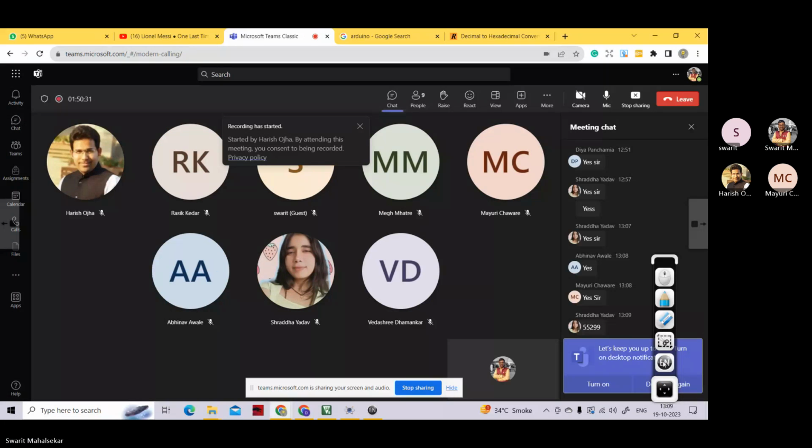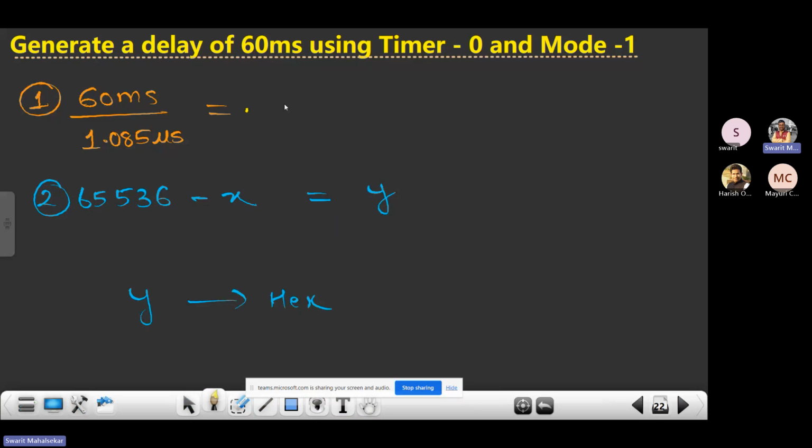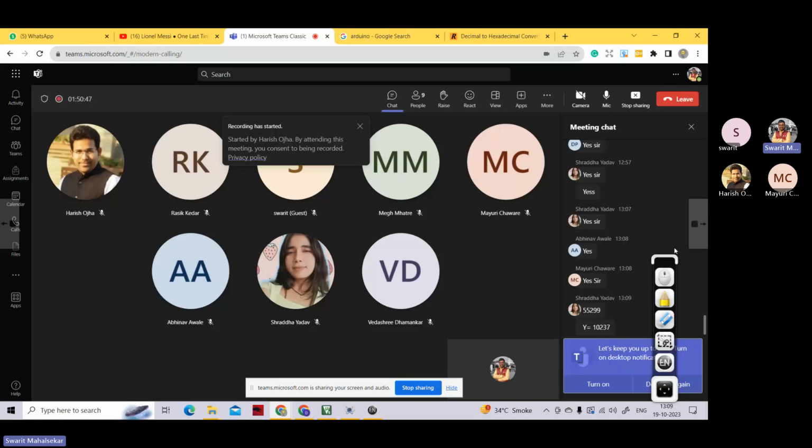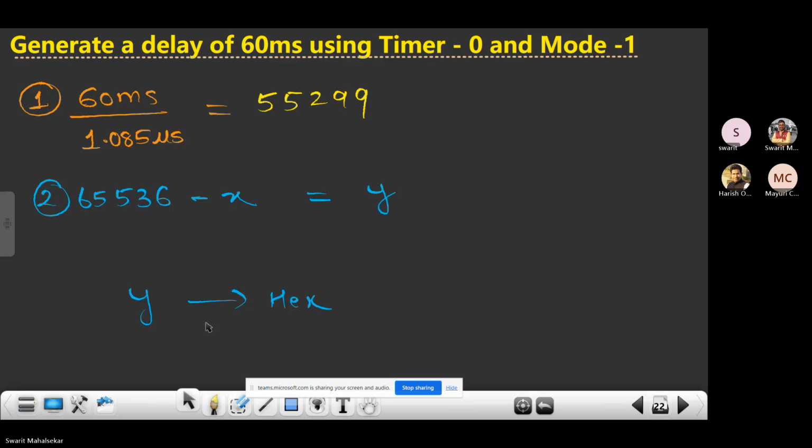55299. Okay, this is 55299, right? Then perform this one. Y is 10237. 10237, great. And then we need to convert it to hexadecimal.